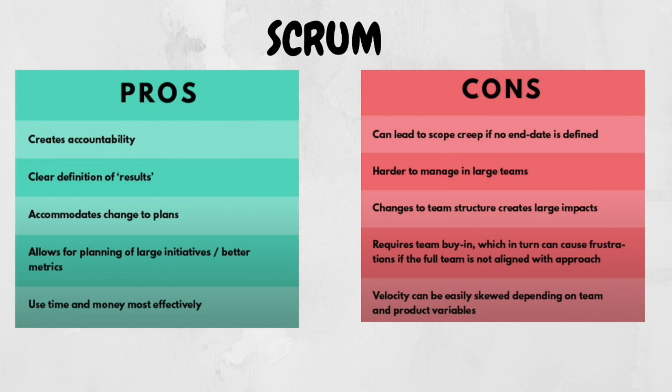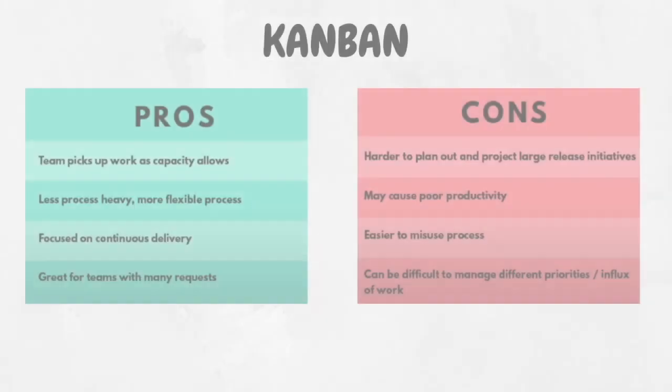Certain cons: it can lead to scope creep if no end date is defined, so it's important to manage end dates. Also, it's harder to manage in large teams. If the team structure changes, it can create a larger impact. It requires team buy-in, which in turn can cause frustration if the full team is not aligned with the approach. And velocity can be easily skewed depending on team and product variables.